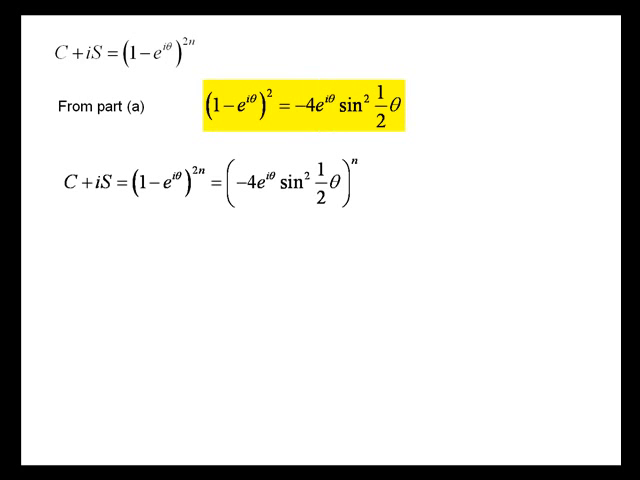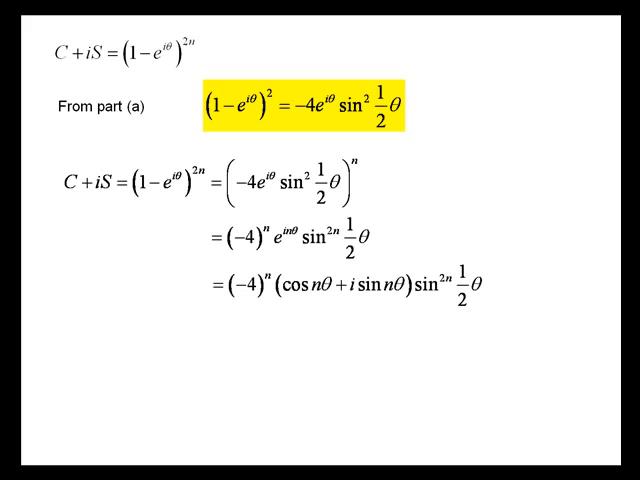Substituting that result in, we get c plus is, which is equal to 1 minus e to the i theta all to the power of 2n, is simply equal to minus 4 e to the i theta sine squared theta by 2, all to the power of n. Expanding that out, we get minus 4 to the n, e to the i n theta, sine to the 2n, theta by 2. And again, using Euler's theorem, gives us this particular result.